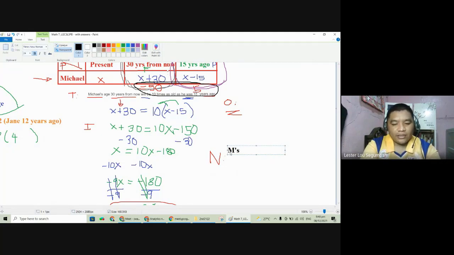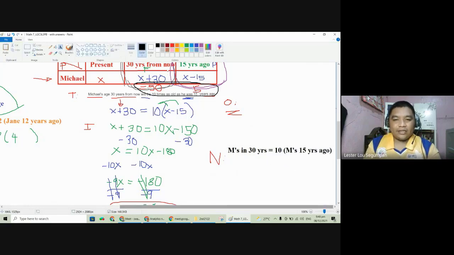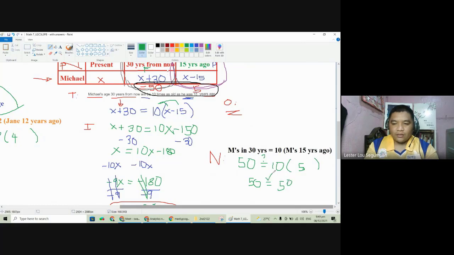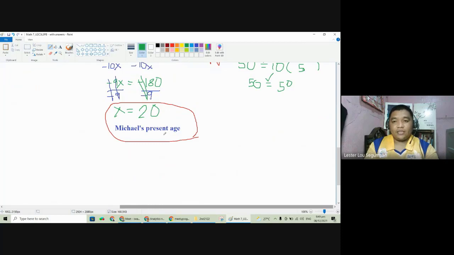M's age in 30 years will be, that's equality, 10 times M's age 15 years ago. That was the situation. Again, Michael's age 30 years from now will be 10 times as old as he was 15 years ago. So M's age or Michael's age in 30 years, we have this column 50. So that is actually 50. Is it equal, question mark, to 10 times his age 15 years ago? You will have 5. So obviously, it might be the same. So just continue. 50. Here is also 50. Check mark. This means that this value of Michael's age at present is correct.